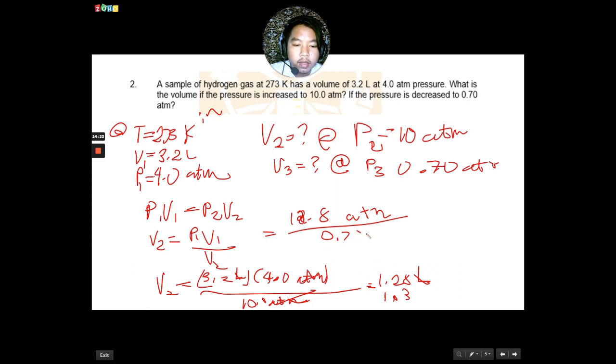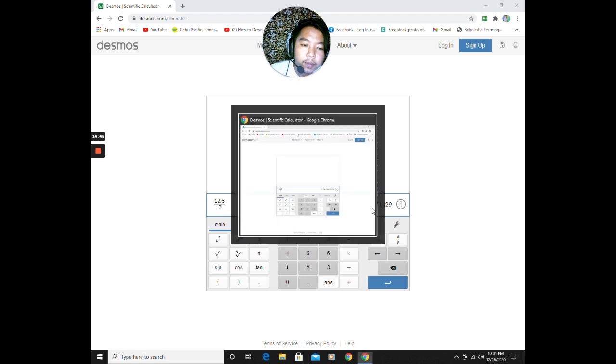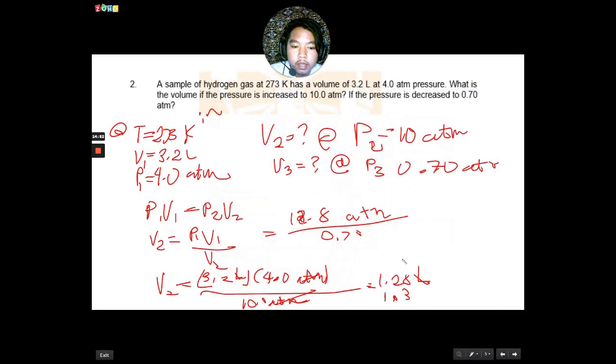So, 0.70 atm. So, 12.8 divided by 0.7. I'm using an online calculator for this. 12.8 divided by 0.7 is 18.28, or 18.29, but the significant figures are 1, 2, 2, so two significant figures, that is 18.3. 18.3 liters.